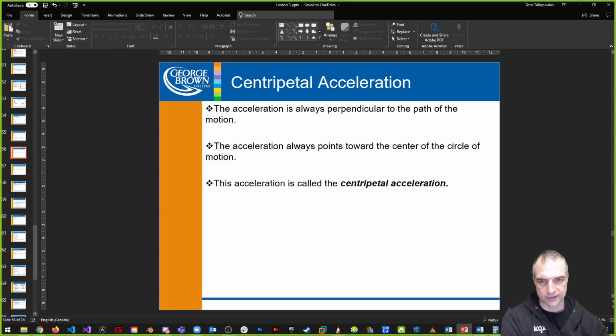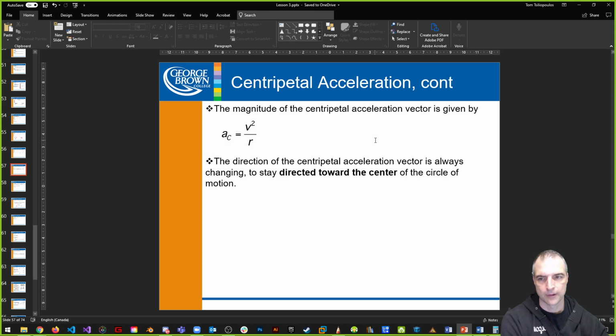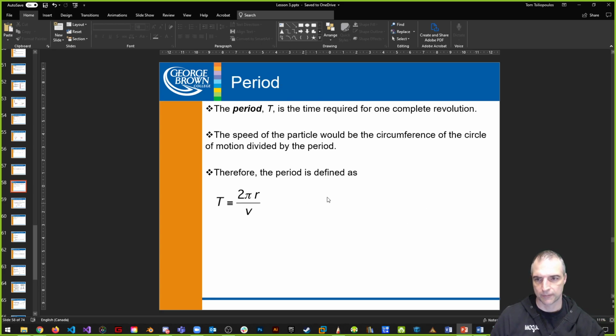There's two types of acceleration at work here. The magnitude of the centripetal acceleration vector is given by a_c equals v squared over r, where r is the radius, or range, away from the center. The direction of the centripetal acceleration vector is always changing, so it stays directed toward the center of the circle. It's always moving towards the center of the circle, whatever that is. Again, we're talking about circular motion now.